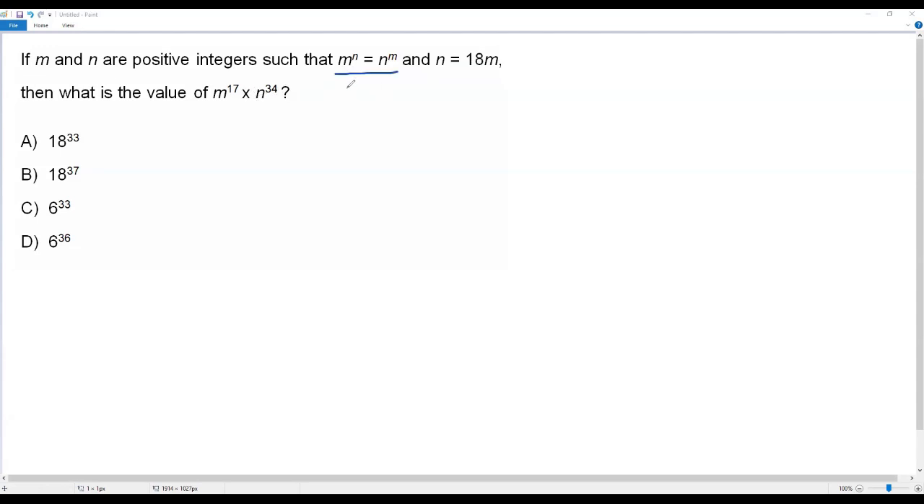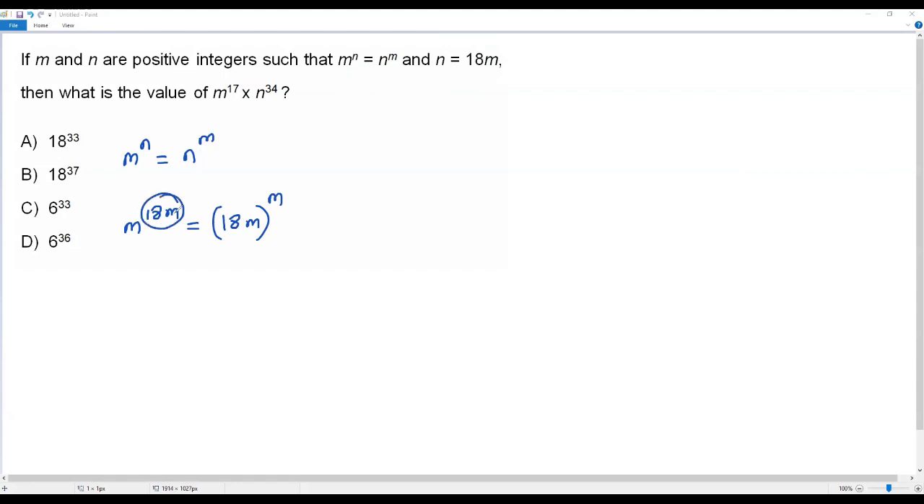Okay, here we have two pieces of information. There is m to the nth power equals n to the mth power, and n equals 18 times m. Now let me take the first information, that is m to the nth power equals n to the mth power. Now let's consider the second information, that is n equals 18m. So I can plug in 18m for n. In this equation, I'm going to plug in 18m for this n and this n. So let me do it. Then I'm getting m to the power of 18m equals 18m whole to the power of m.